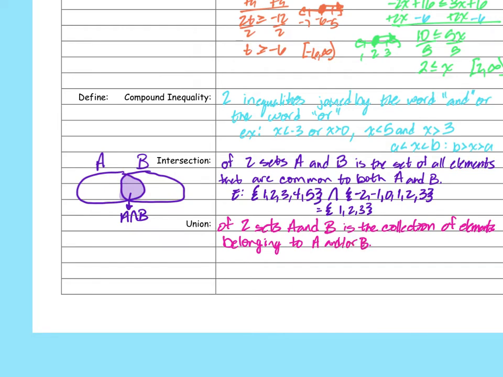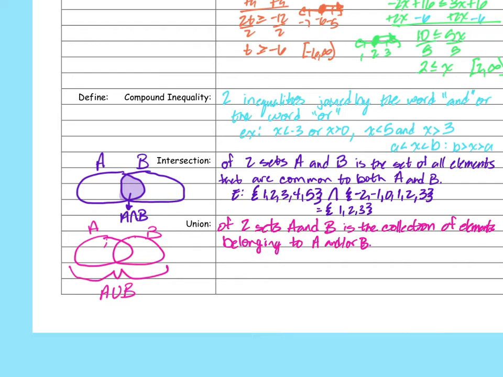So in this one, if I'm going to draw my little Venn diagram over here, here's A, here's B. The whole thing is my union. So this would be A union B. Okay, and for union, they use the symbol right side up U.